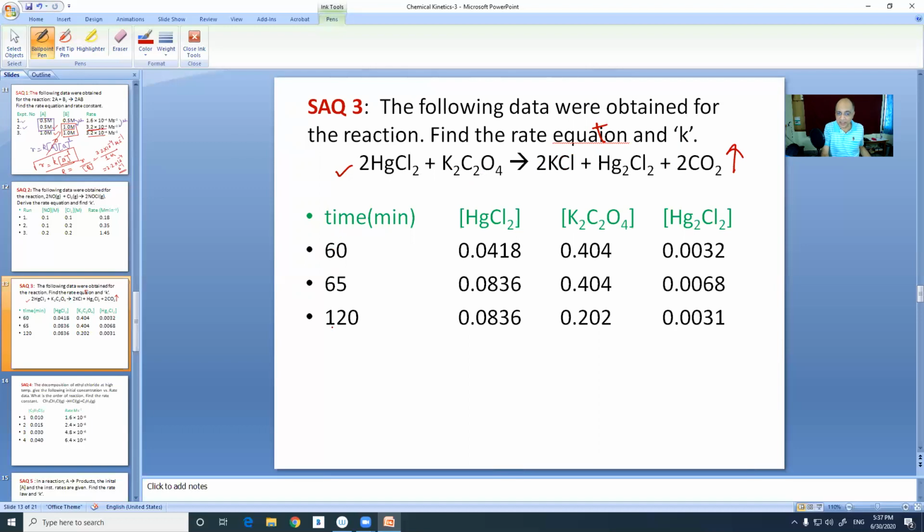Now, there are 3 data sets, 1, 2, 3. Different time intervals are given, 60 minutes. The mercury chloride concentration is given, the potassium oxalate concentration is given, and one of the product concentrations is given. But the rate is not given. But we need the rate in order to know the orders with respect to each reactant. These are the reactants. We have to find the orders with respect to each reactant. We have to know the rate.